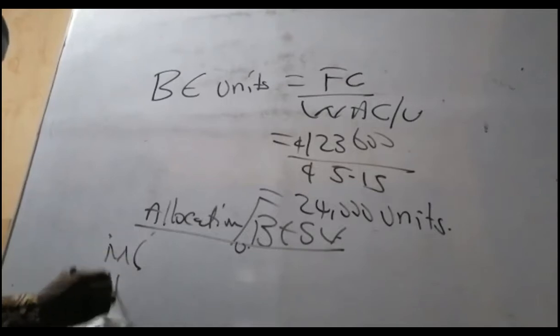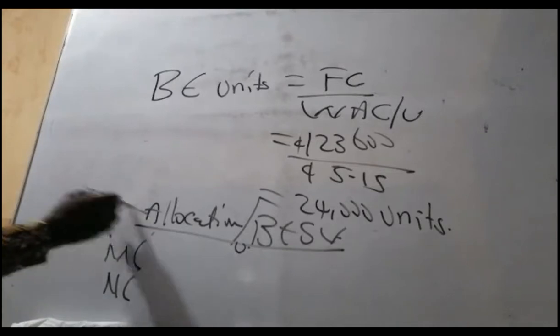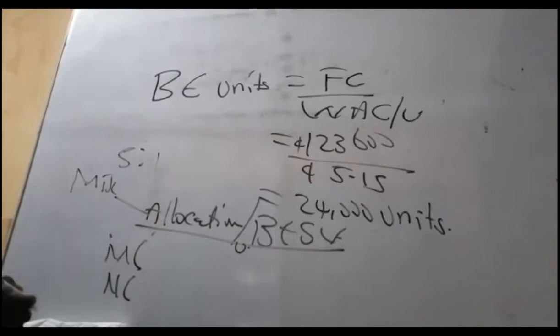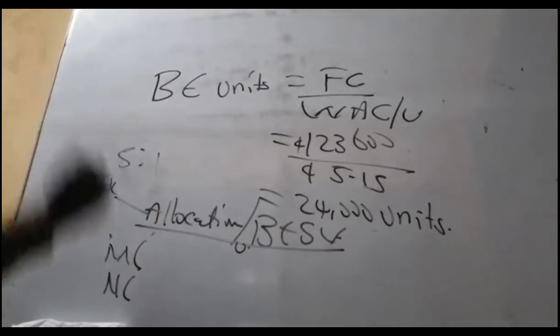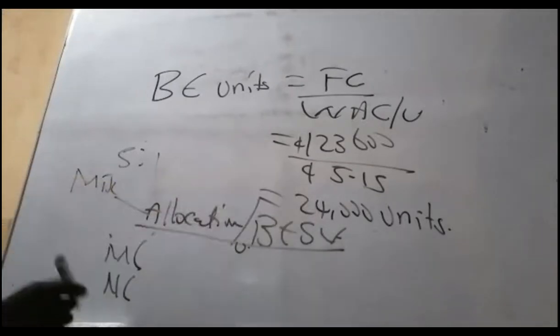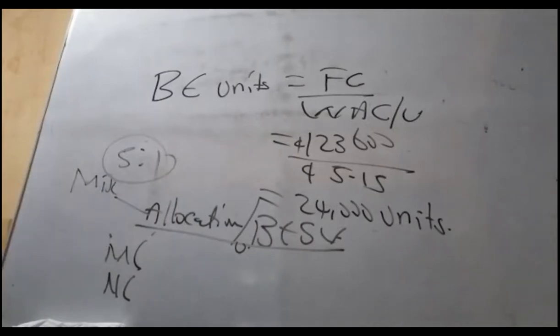M and then N. M, what is the mix? So you have to allocate using what? The mix. The mix is what? 5:1. So you pick the ratio. If they are going to share a unit of 24,000 in a ratio of 5:1, M will receive what?